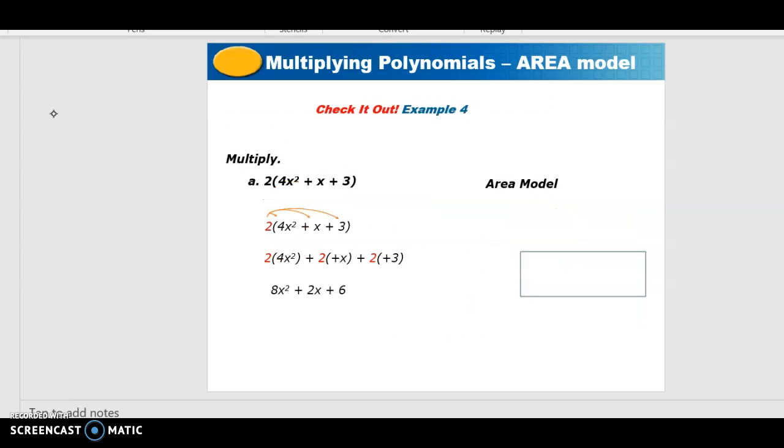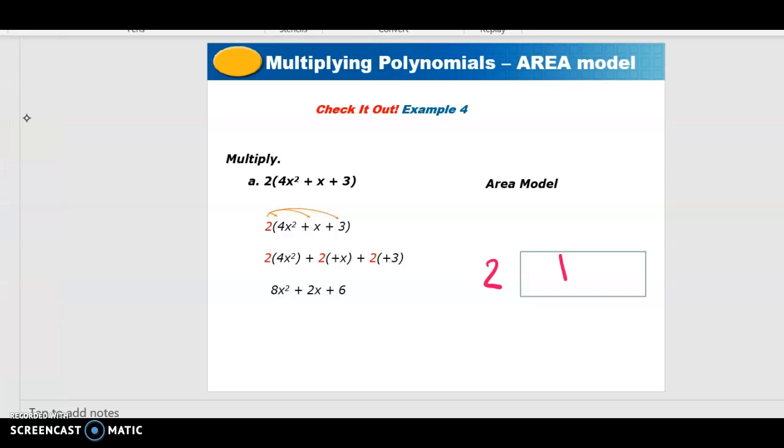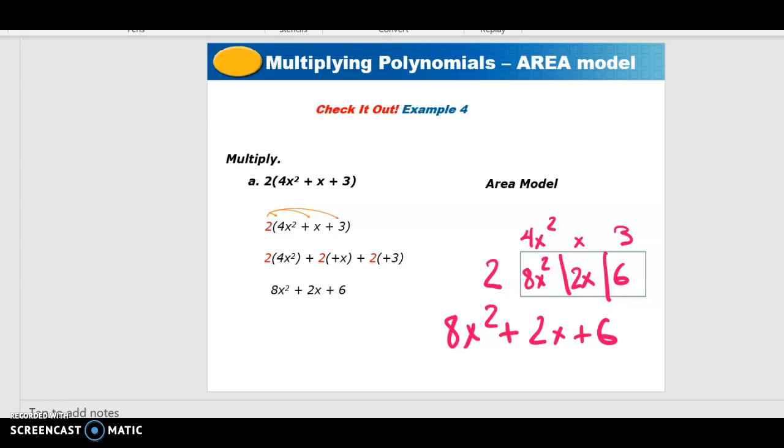Let's look at the next example. We have another monomial, and we are going to multiply it times a trinomial, 4x squared times x times 3. So that's going to give us 8x squared plus 2x plus 6. So let's bring those down: 8x squared plus 2x plus 6. And again, that is exactly the same thing you get using what we did yesterday, which is the distributive method.